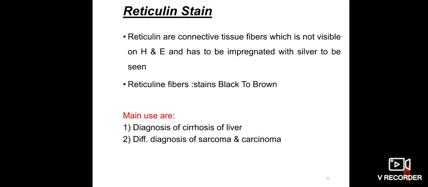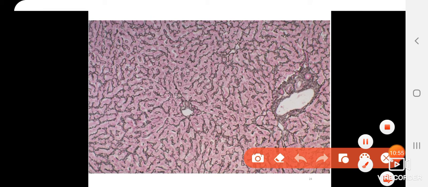Next is reticulin stain. So what is reticulin? Reticulin are connective tissue fibers which are usually not visible on H&E, and have to be impregnated with silver to be seen. When we use the reticulin stain, it will stain the reticulin fibers black to brown color. Main uses are for diagnosis of liver cirrhosis and for differential diagnosis of sarcoma and carcinoma. So this is a normal liver, and these blackish lines that you are seeing are your reticulin stain.